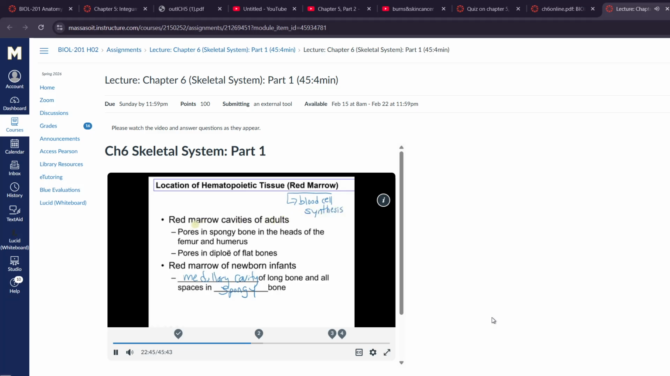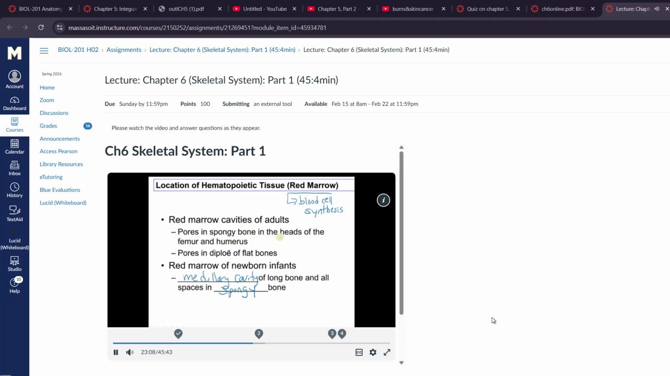In adults, red marrow is found in the pores in spongy bone, in the heads of the femur and the humerus. So think of the big bones in your body, the femur, which is the thigh bone, and the humerus, the upper arm bone. In the epiphysis of those bones is spongy bone, and that's where you find a lot of red marrow. It's also found in the pores in flat bone.